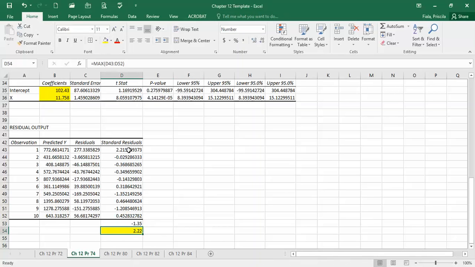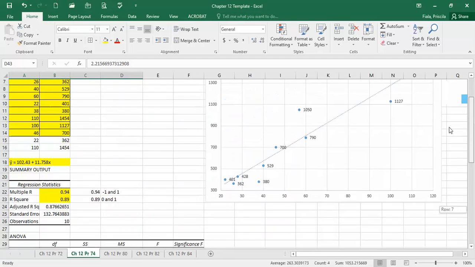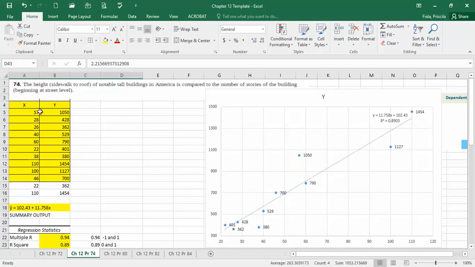And which one would that be? That would be the first observation. Your first observation is two standard deviations above what we predict. Which one is your first observation? This is your first observation. Which one is over here? That's your first. See the points? 57 and 1050. There you go.